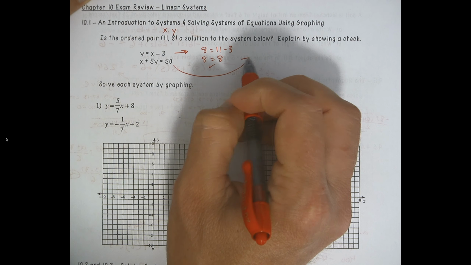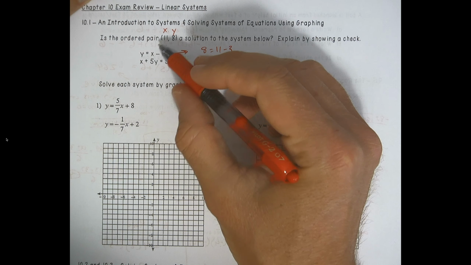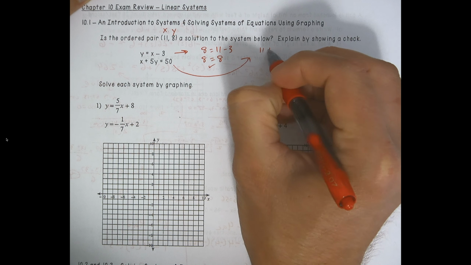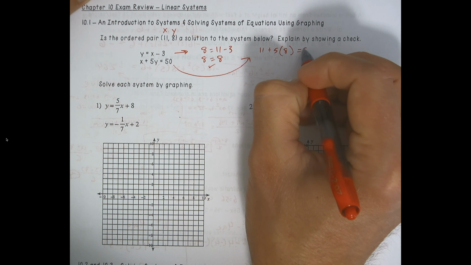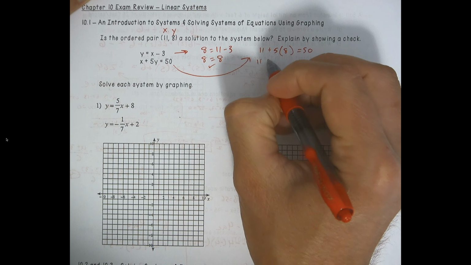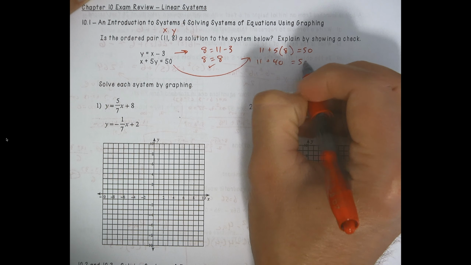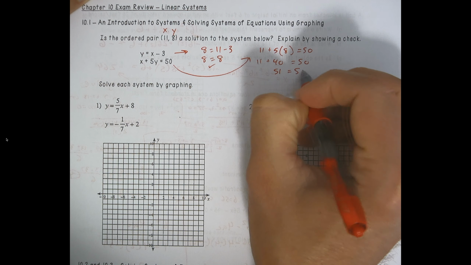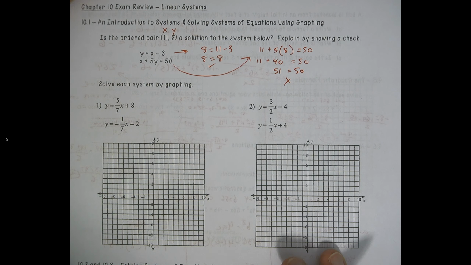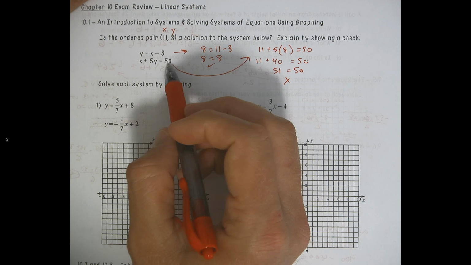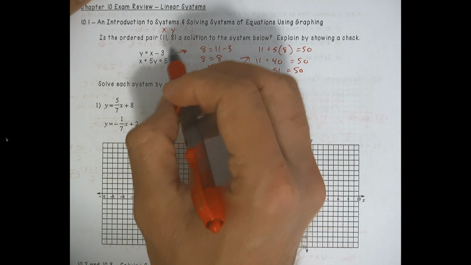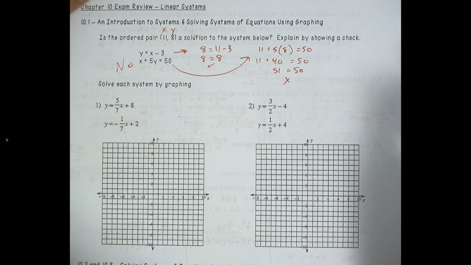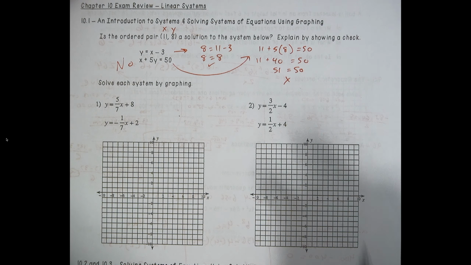That means it has to work for both of them. So plugging in for x, that's 11, plus 5 times y, which is 8, equals 50. So we end up with 11 plus 40 equals 50. We get 51 equals 50. Which means (11, 8) is not a solution to this equation. And so therefore, is the ordered pair a solution to the entire system? We would say no, it must work for both equations.